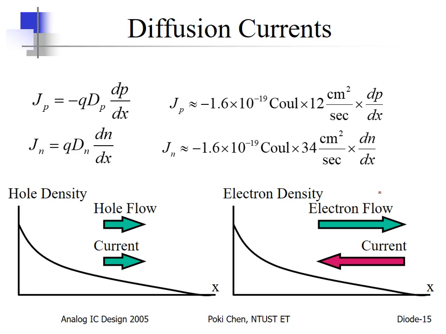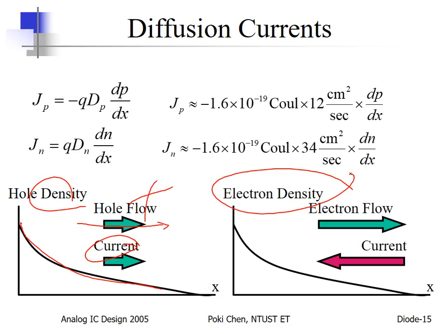Diffusion. So for diffusion current, for the same concentration profile, the holes will diffuse to the right. And how about the current? Because holes are positive, the current will also flow to the right. Okay, that is the direction of your diffusion current.